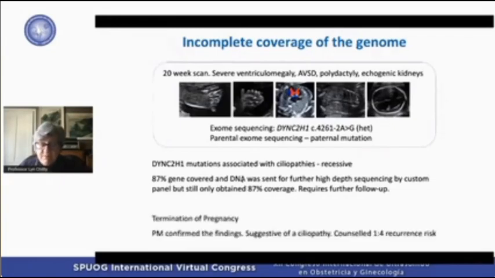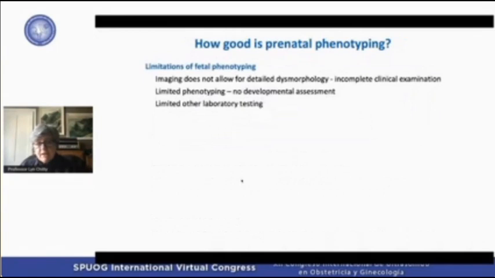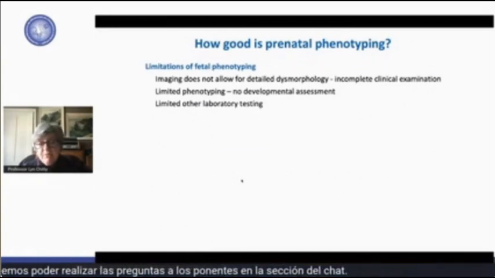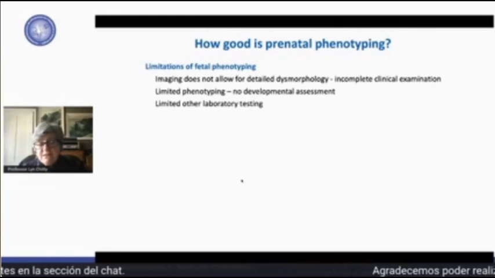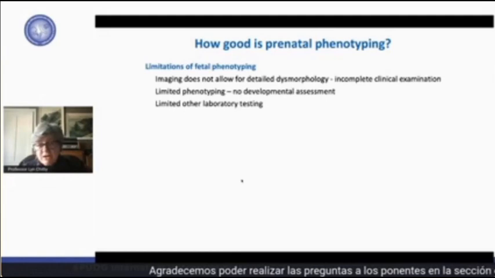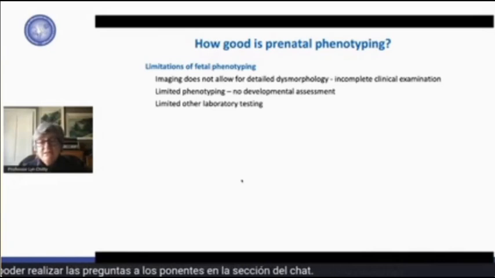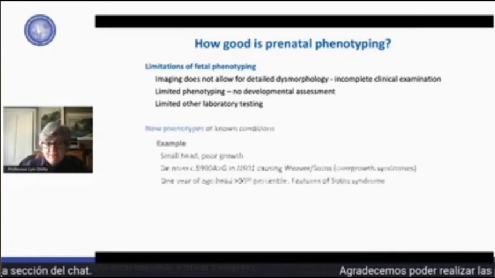We counselled, the pregnancy was terminated, and the post-mortem confirmed the findings, and they were counselled as a 1 in 4 recurrence risk. Now, I say again about fetal phenotyping because it really does help us explain the results. But of course, prenatal phenotyping has limitations. It doesn't allow for detailed dysmorphology, subtle changes in the facial features, for example. We can't do developmental assessment, and that can often be very important in deciding whether a gene is relevant or not. And we can only do limited other laboratory testing.